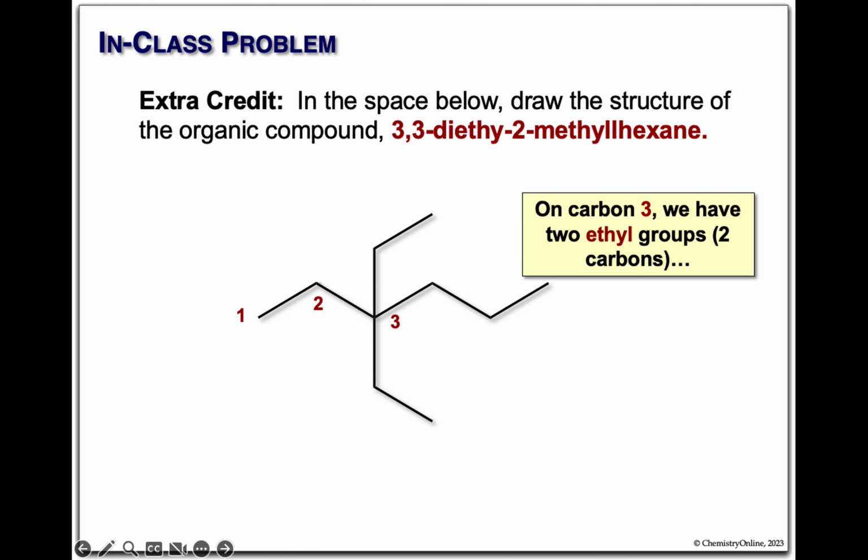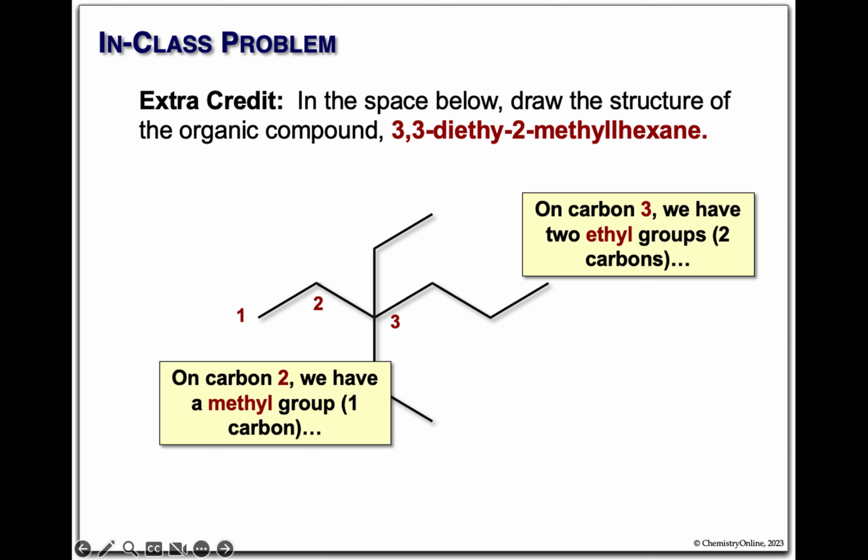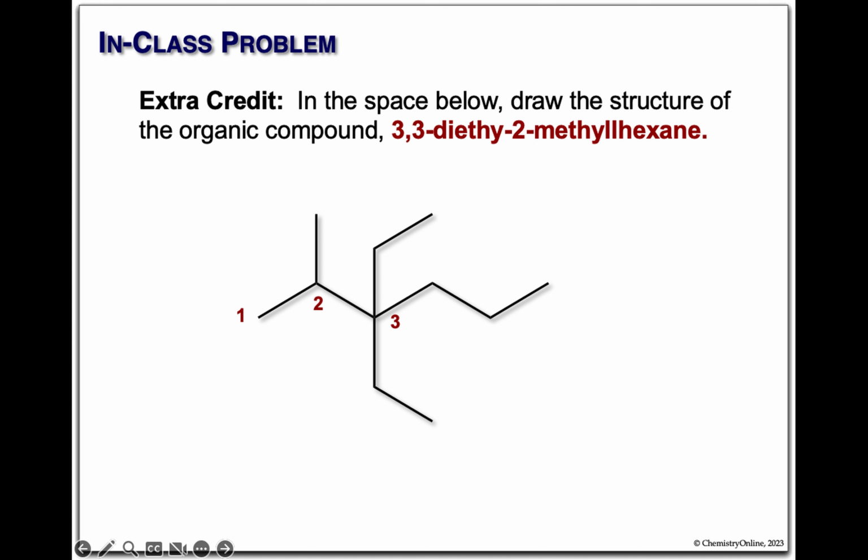Finally, our name says carbon 2, we have a methyl group. The methyl group here at carbon 2 is shown by a single line going up and stopping. Something like this. This is it. 3,3-diethyl 2-methyl-hexane.